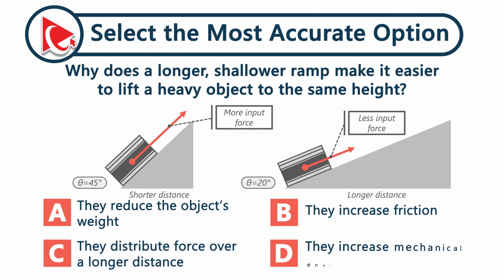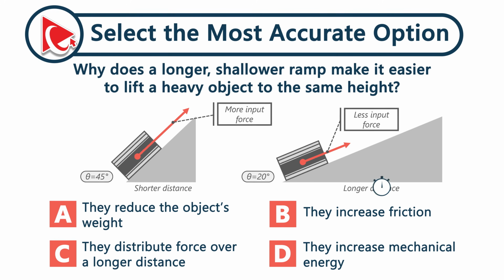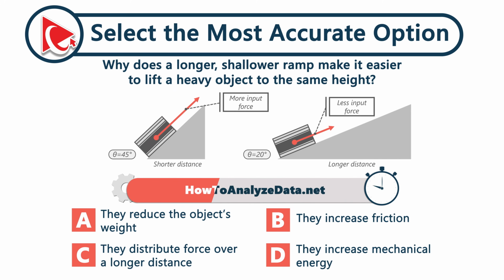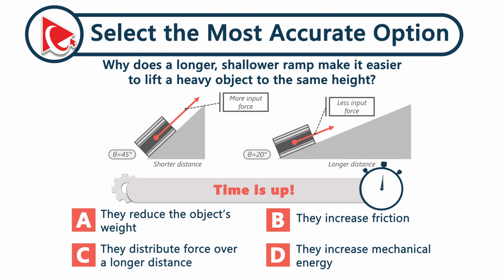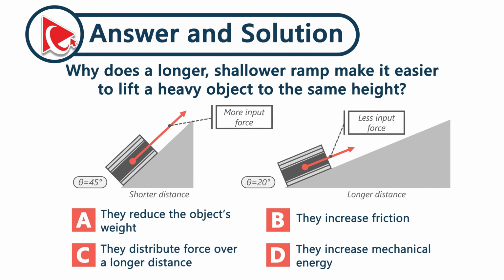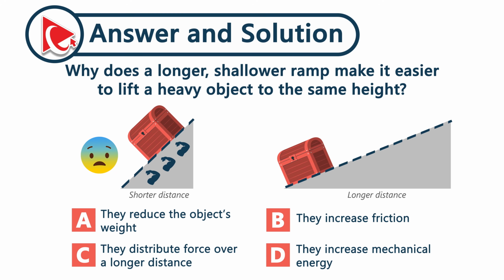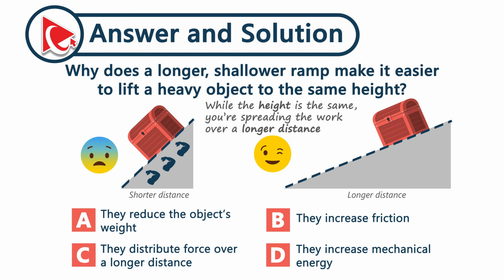Why does a longer, shallower ramp make it easier to lift a heavy object to the same height? Here's the riddle of physics in everyday life. Push a box up a steep ramp and it feels like a workout. But stretch that ramp out, make it longer and shallower, and suddenly it's easier. Why? Because while the height is the same, you're spreading the work over a long distance.